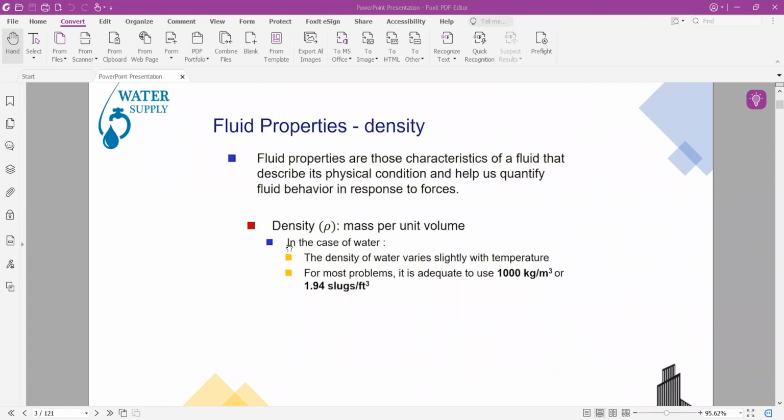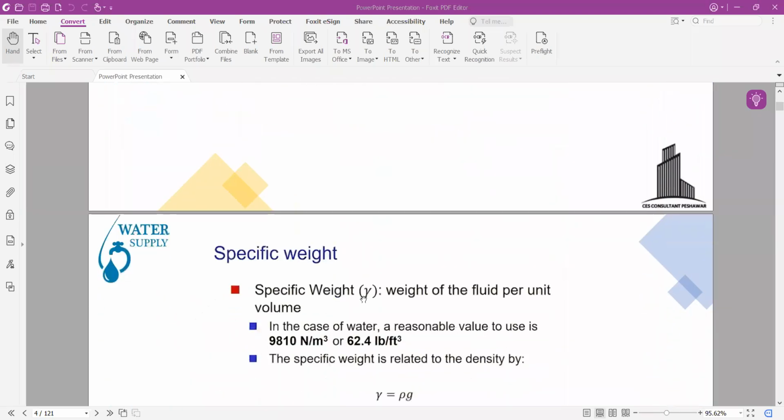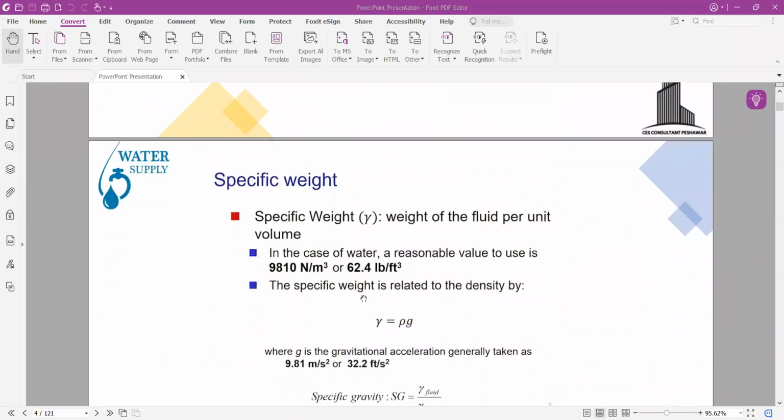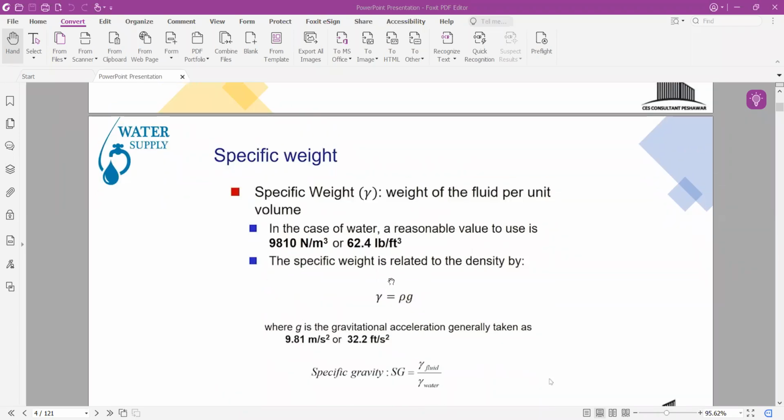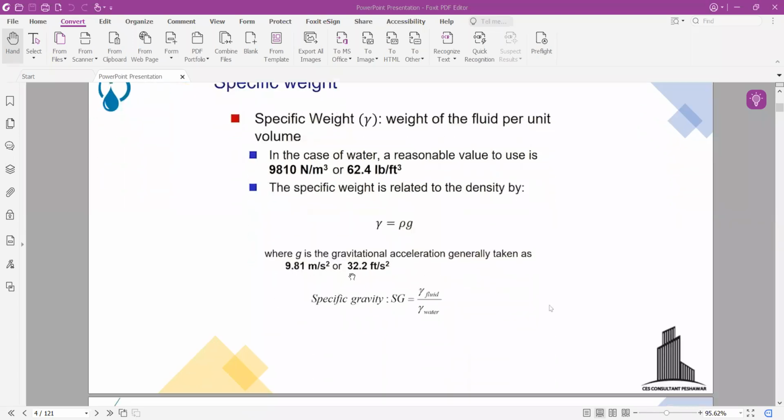We know that the density of the water is about 1000 kilogram per meter cube or 1.94 slugs per foot cube. And we also know about the specific weight. The weight per unit volume of water is about 9810 Newton per meter cube and 62.4 pound per foot cube. The specific weight, the unit weight, is basically equal to rho g, where g is the gravitational acceleration.